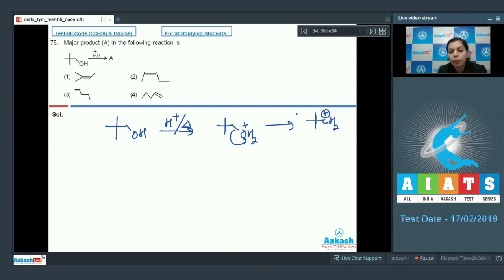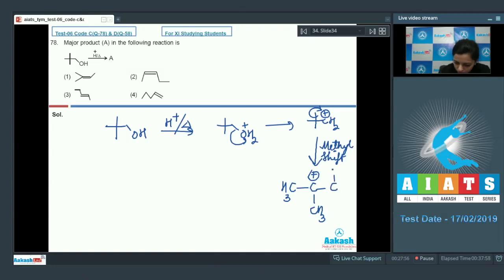the primary carbocation. This is unstable. To make it stable, a tertiary carbocation is formed, but that is formed by a methyl shift. So I'm just writing here, this is the process of methyl shift that's taking place. After the methyl shift, this is CH3, the central carbon at which the positive charge will come. And in this case, this type of carbocation is formed.